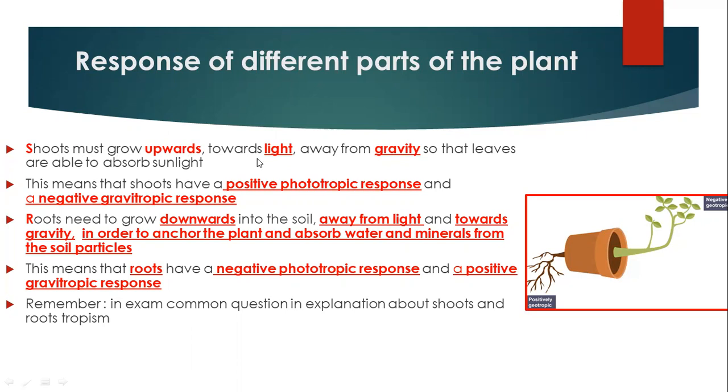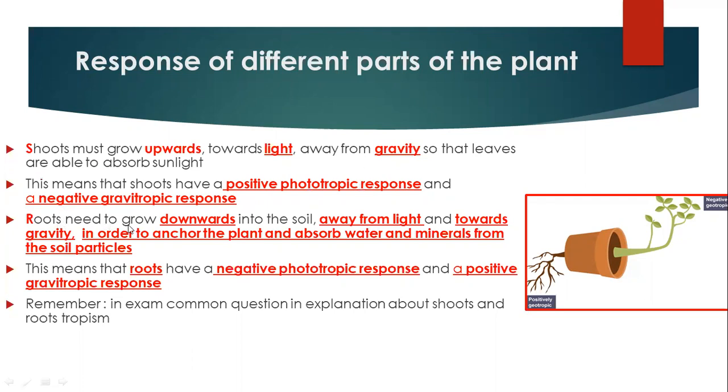So as it is moving up, it is moving away from gravity. So we say that shoots have positive phototropic response or phototropism, and negative gravitropism. Negative because it's growing against gravity, and positive phototropism because the plant growth response here is toward the sunlight.